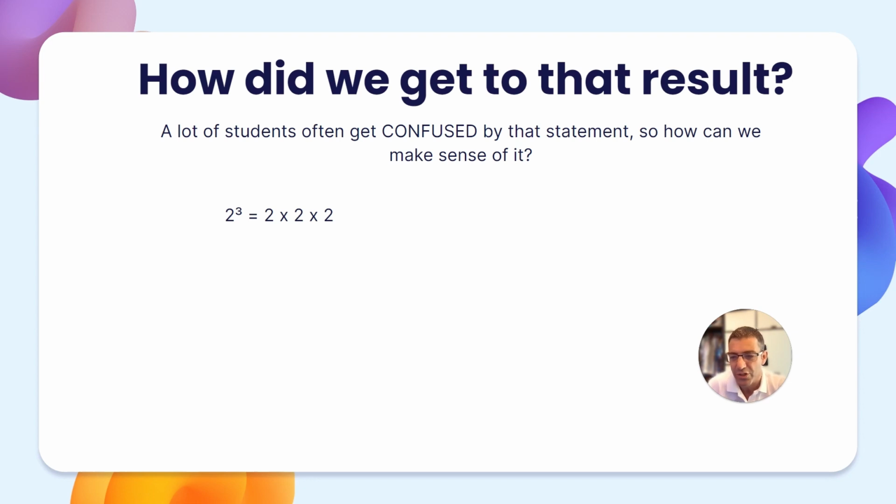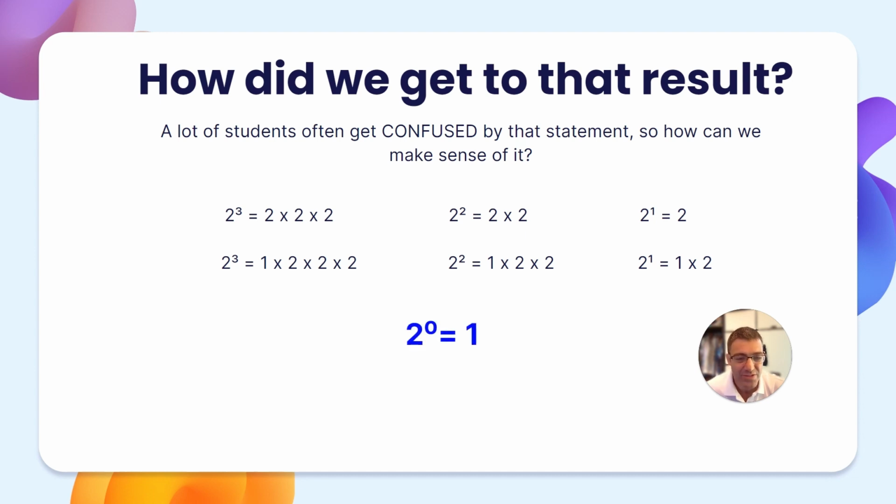If we think about it, 2 to the power 3 is 2 times 2 times 2. 2 to the power 2 is 2 times 2. It represents the number of 2's that we have. 2 to the power 1 is a single 2. And so you could write 2 to the power 3 as 1 times 2 times 2 times 2. You could say that 2 squared is 1 times 2 times 2. You could say that 2 to the 1 is 1 times 2, and therefore 2 to the 0 has no more 2's left, but is still a 1.